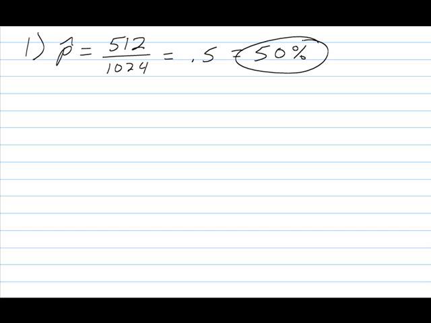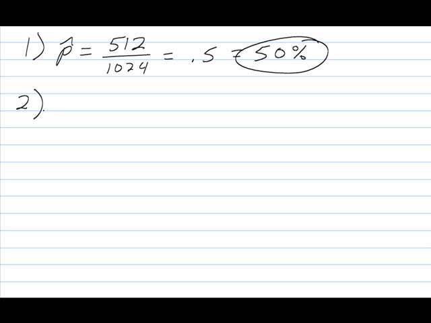And part 1 asks you to calculate that statistic of P hat, which is the sample proportion. So the sample proportion is there are 512 people out of the 1,024 who plan to vote for the Republican candidate. So that is 0.5, or if you want to write it as a percent, that is 50%.